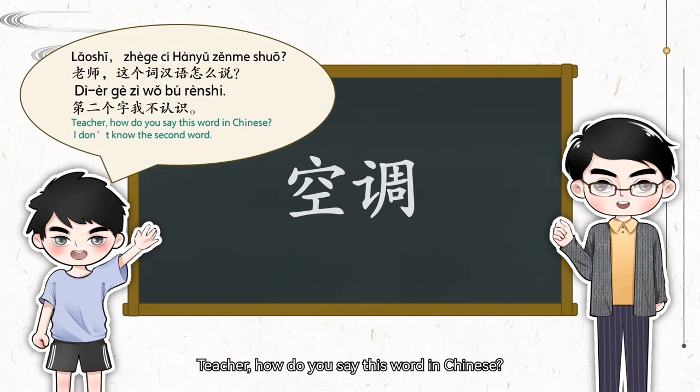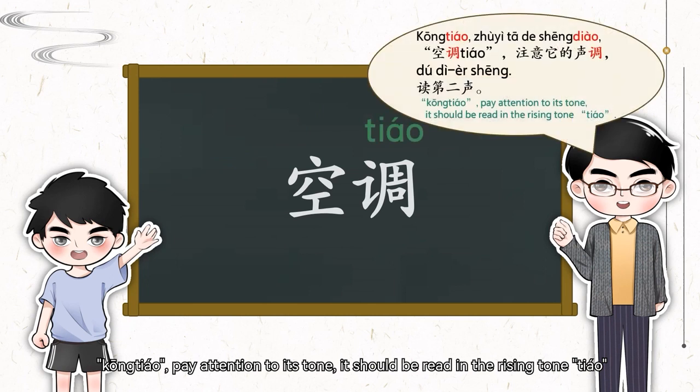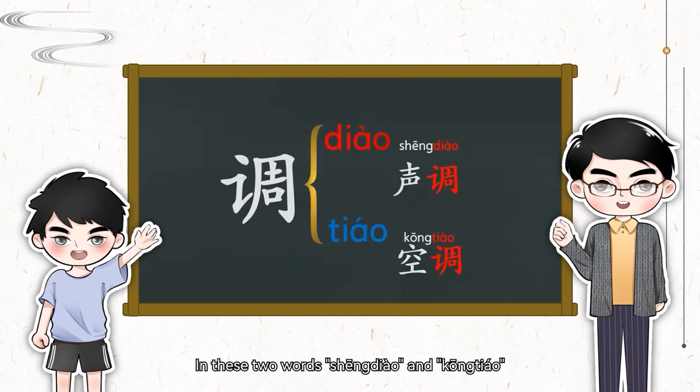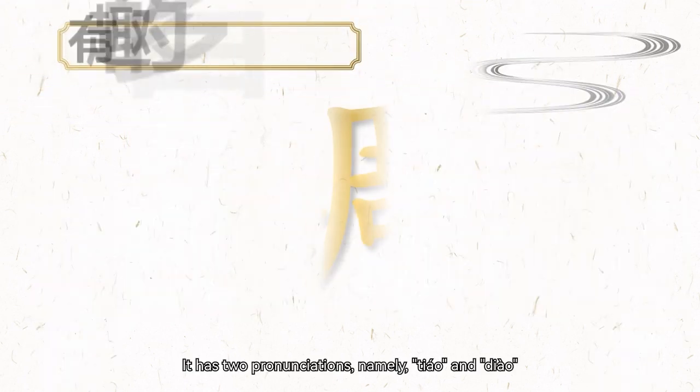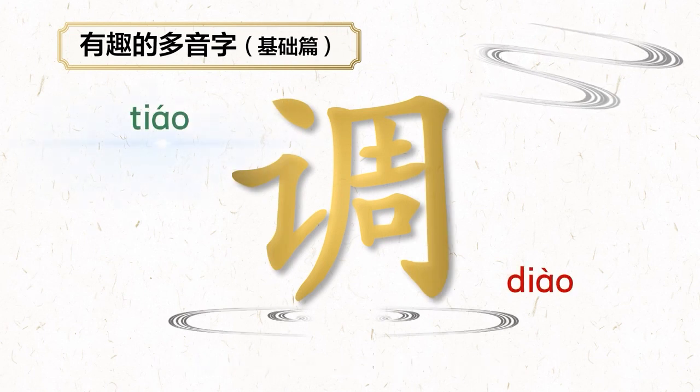老师，这个词汉语怎么说？第二个字我不认识。空调，注意它的声调，读第二声调。In these two words, 声调 and 空调, there is a character, 调 or 调. It is a polyphonic character. In this class, we are going to learn this character. It has two pronunciations, namely 调 and 调.